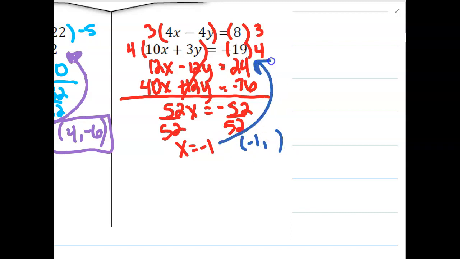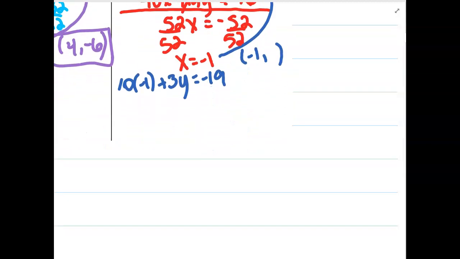So we're going to take that. I would probably plug it back into one of the original equations. You could plug it into either one of the new equations, but those numbers are bigger. So I would probably prefer to plug it into one of the second ones. So maybe we plug it into that second one because there's more positive numbers there. Maybe it shouldn't matter. We'll do 10 times negative 1. We're going to plug it in for x. So 10 times negative 1 plus 3y equals negative 19.